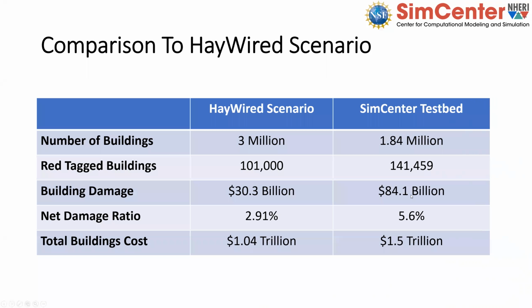The building damage in the test bed that we had was more than double the one in the Hayward scenario. The net damage ratio, the loss ratio, is also higher, and the total building cost that we included was higher as well. So the building inventory was a little bit different, but we can at least see that it's not one order of magnitude difference. So there is still some comparison between the two studies, I would say. But there is an ongoing effort on doing a more detailed comparison between the two studies.